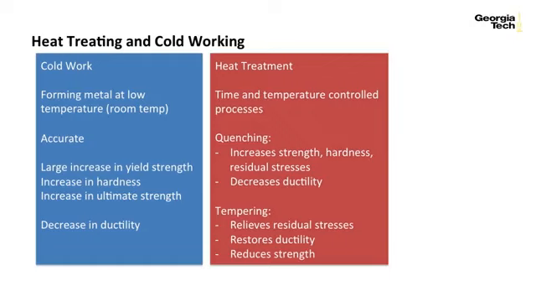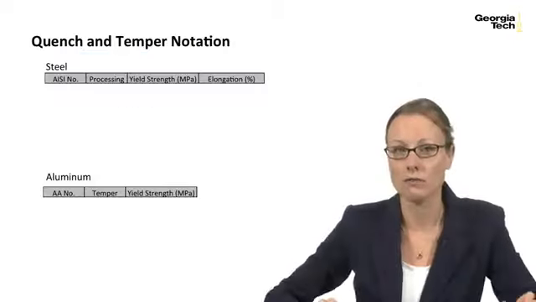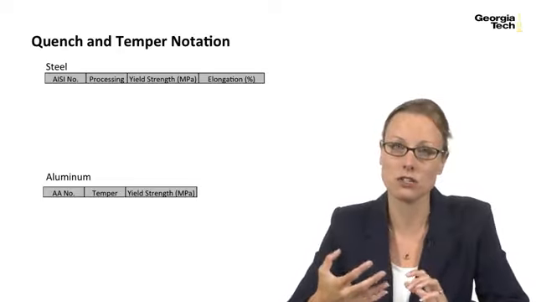So in both cold working and heat treating, you're essentially in this balance where you're trading off between increasing your strength and decreasing your ductility, or restoring your ductility and then decreasing your strength. All right, so let's take a look at different notations.